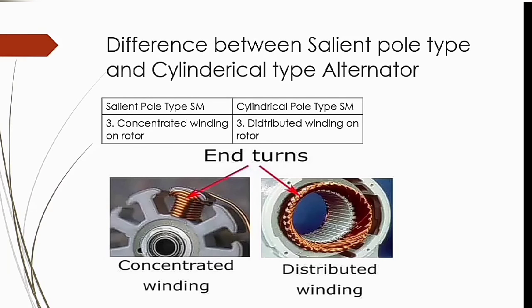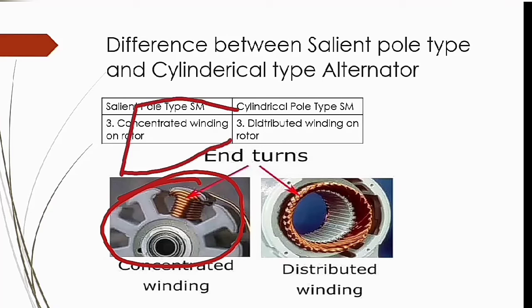Okay, the third one is concentrated winding. Here you see this is the concentrated winding. That means all the phases actually use the same slots or same part of the pole. So that is why it is a concentrated winding on the rotor. Okay, and in the cylindrical pole we will use the distributed winding.